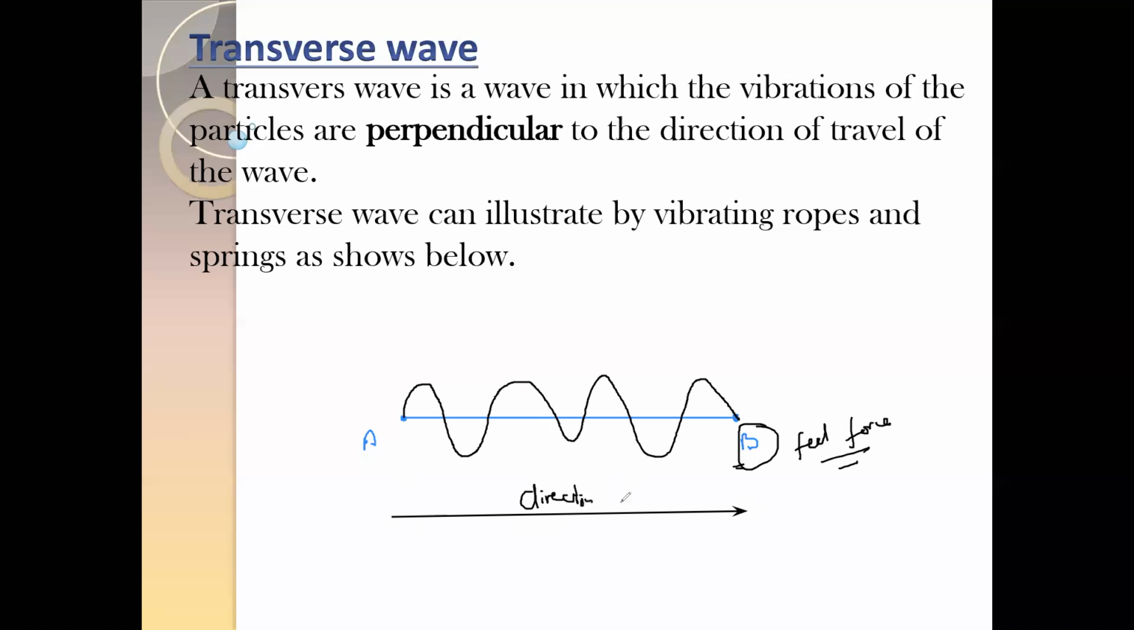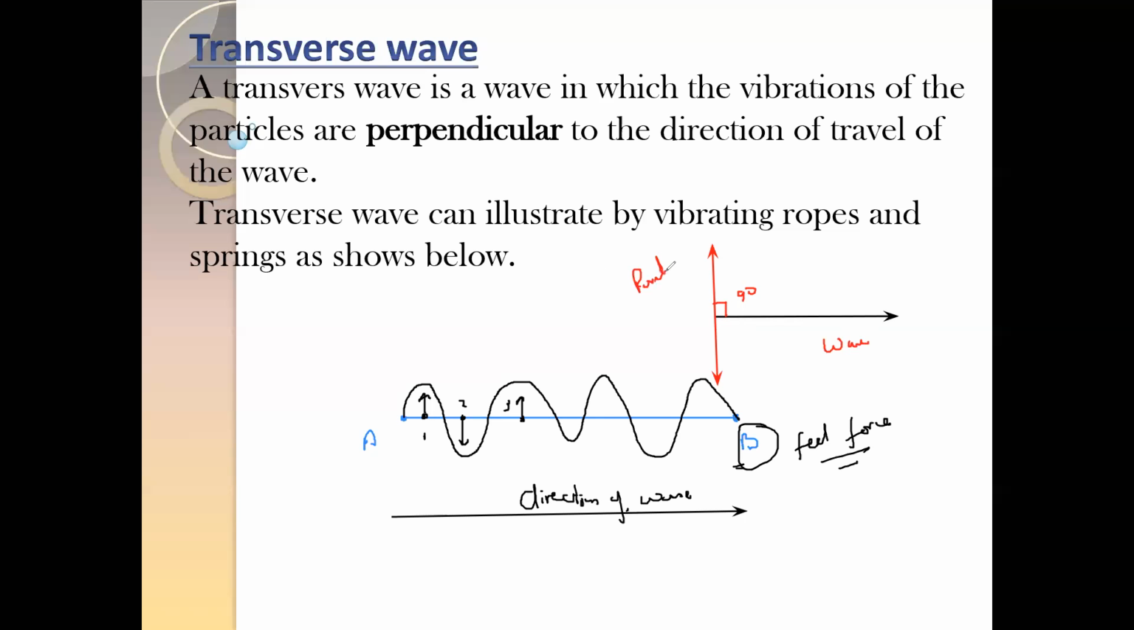But what about the direction of the particles? How are the particles moving? For example, if there is particle 1, this particle will move up. If there is particle 2, this will move down. If there is particle 3, that will move up. So the particles are moving up and down, but the direction of the wave is towards the right hand side. So the direction of the wave and the motion of the particle are 90 degrees, or perpendicular. You can see there's an angle of 90 degrees between the direction of the wave and the particle.